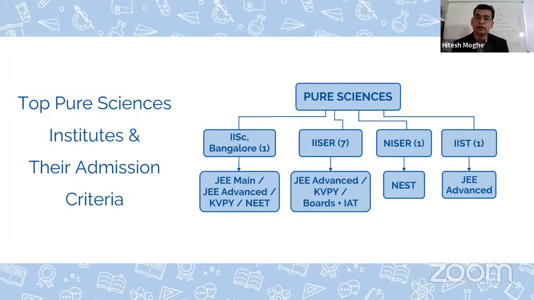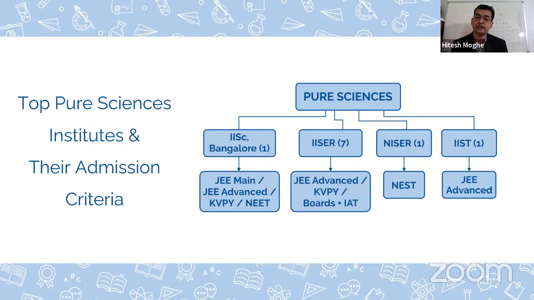So IISc Bangalore is the number one college in India for science for the last many years. It's a 100-year-old institute, very, very famous. It has given us many famous scientists. So IISc Bangalore is one such college.